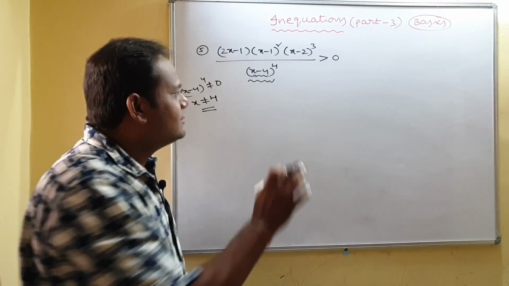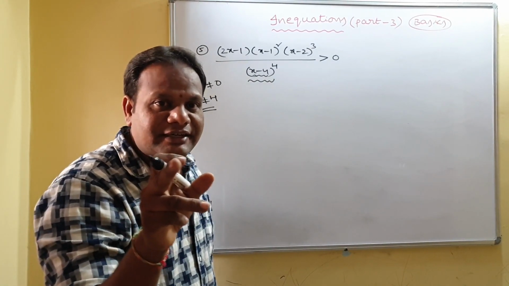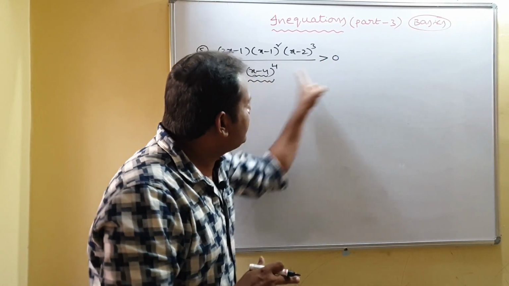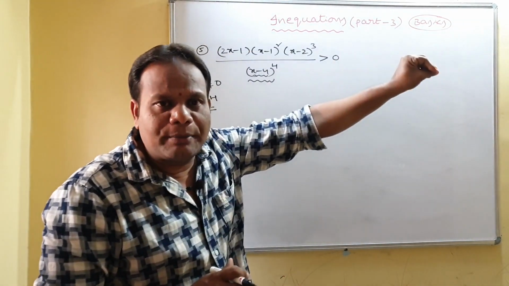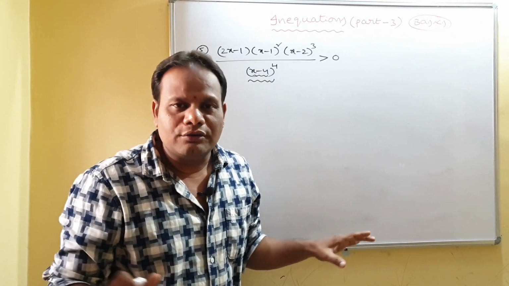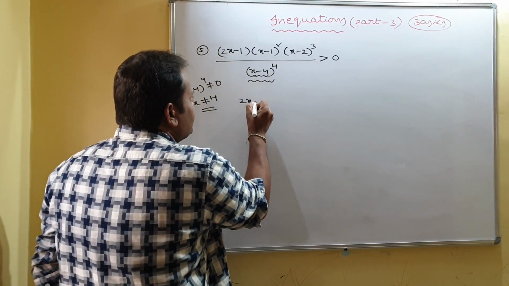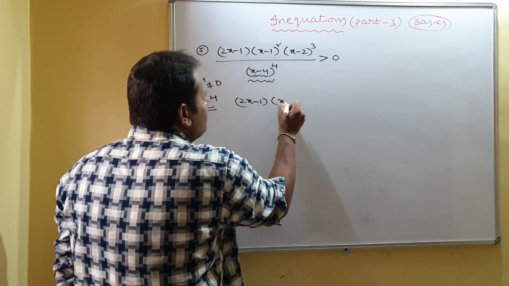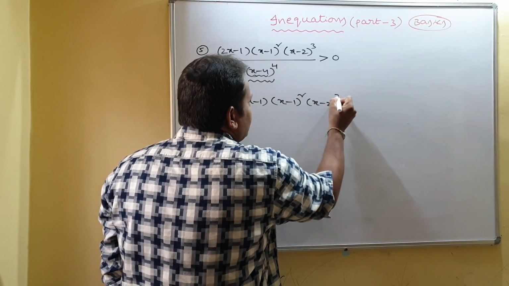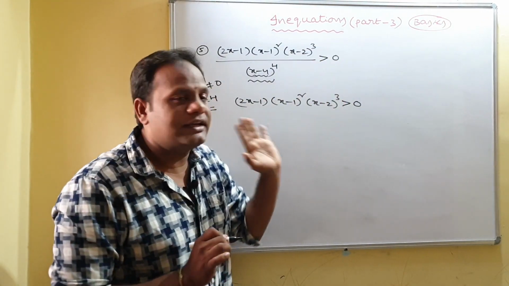We decided that the denominator is positive. So if you decide like that, you can go for cross multiplication. If you multiply with a positive number, is there any change in inequation sign? No, no change in inequation sign. So what we get? We get 2x minus 1 into x minus 1 whole square into x minus 2 whole cube is greater than 0. No change in inequation sign.